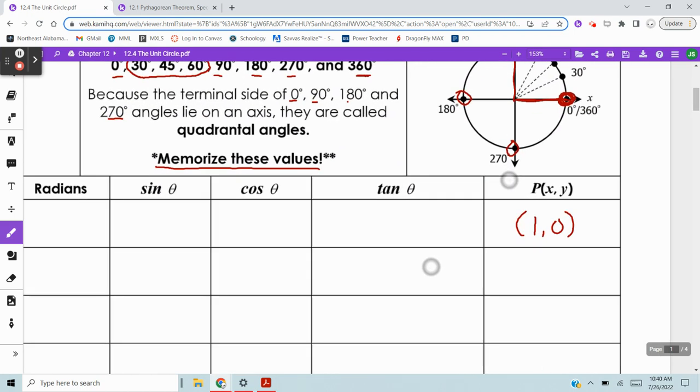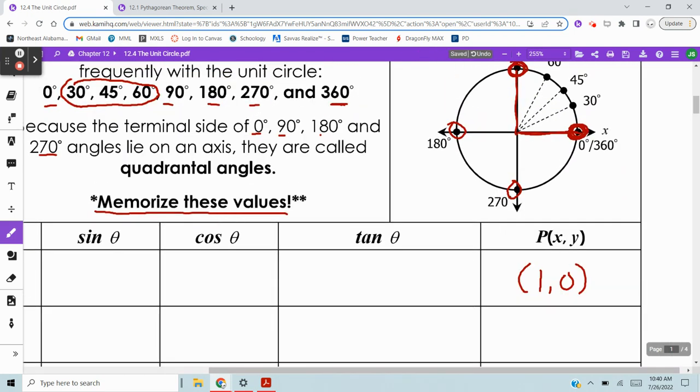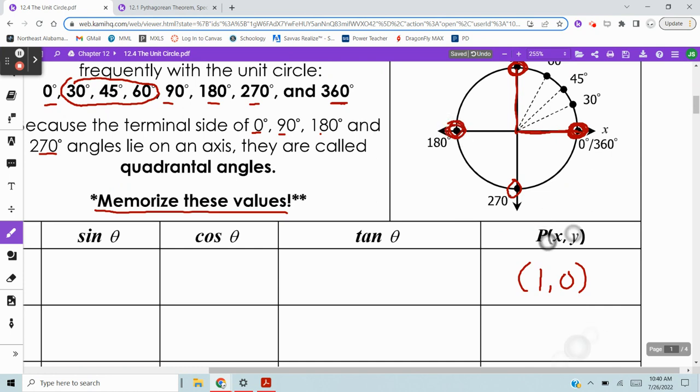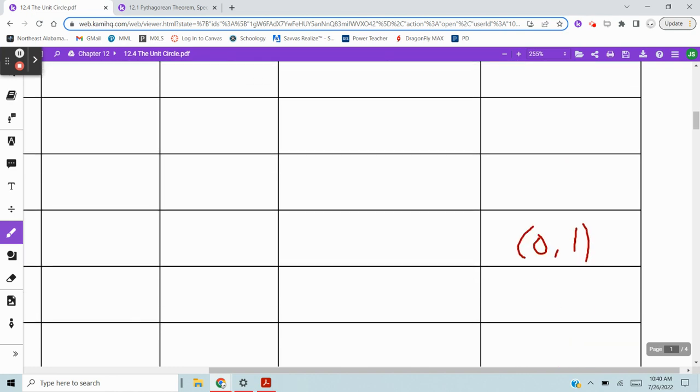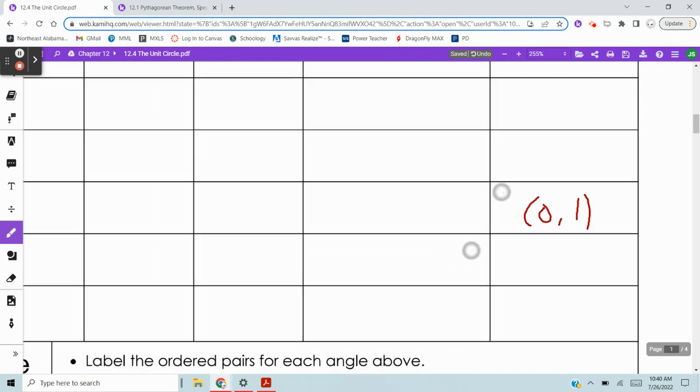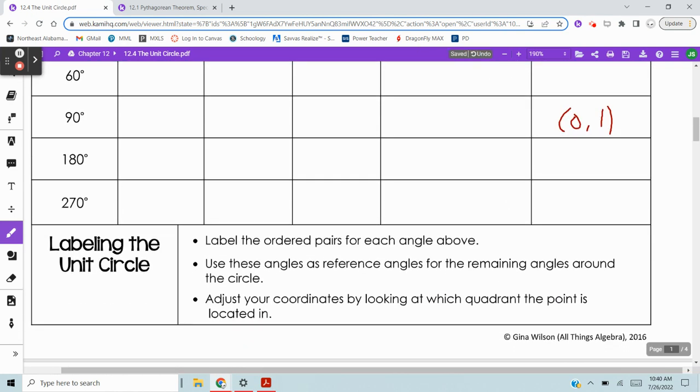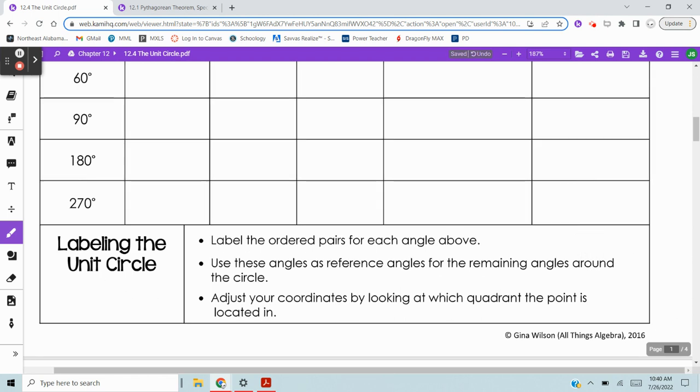At 180, let me zoom back in. At 180, it's going to be very similar, but you're going left 1. So at 180, let me zoom out so we can see the 180, we're going to have a point of -1, 0. And then at 270, you can do the exact same thing. We're going to have a point of 0, -1.